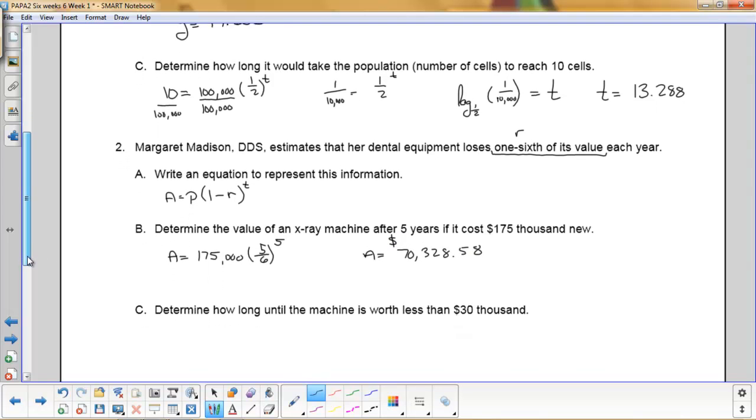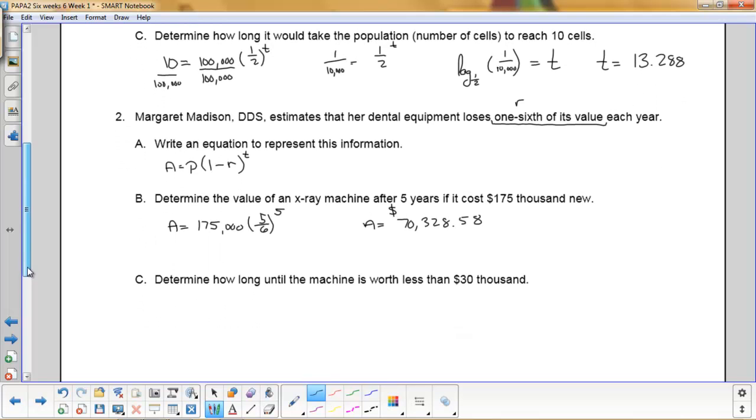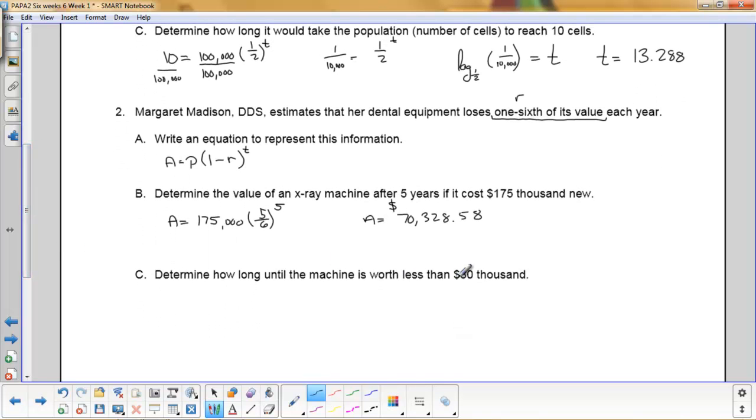We're going to determine how long it will take for the machine to be worth less than $30,000. So we're going to say 30,000 is our number that we want it to depreciate to. Alright, and then if you want to be technical about it, you want the value to be less than $30,000.